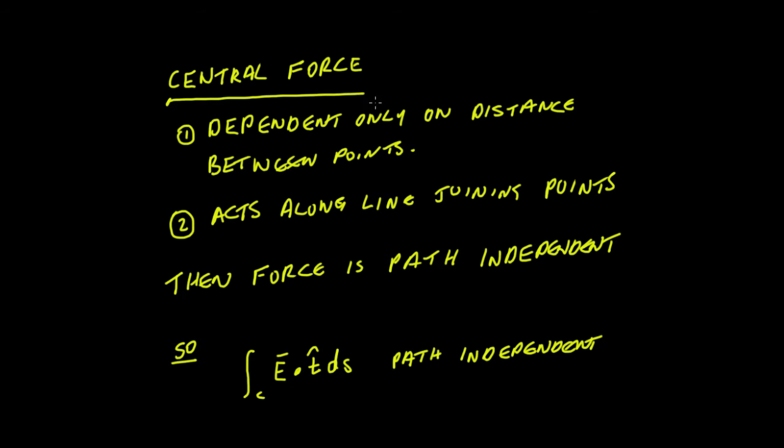That type of force we looked at is called a central force. A central force is one that is only dependent on the distance between the points, and the force acts along the line joining the points. So we know that is what happens in terms of Gauss's law. Gauss's law satisfies both of these. So that's a central force, and central forces are going to be path independent.